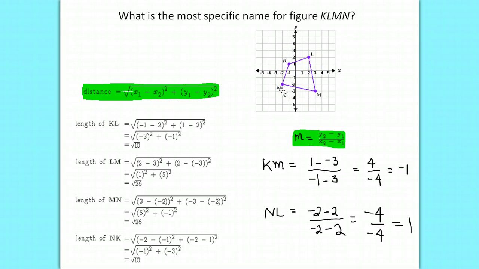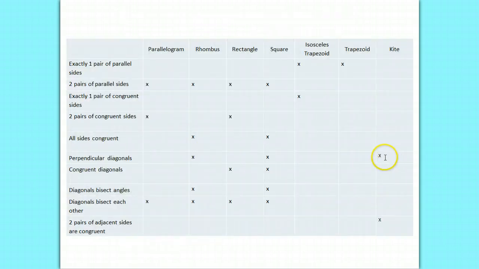But there's some things we want to check. We don't want to just say, yes, it's a kite, because it looks like it. It definitely has some certain properties which are here in this chart too. So one property is that it needs to have perpendicular diagonals and 2 pairs of adjacent sides are congruent.